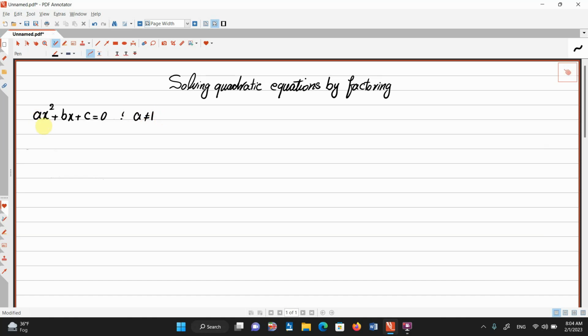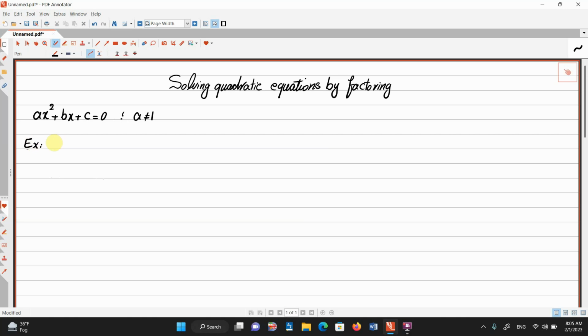To solve this type of quadratic equation using the sum and product method, we have to make some changes to this equation. To explain what those changes are, I'm going to go through some examples, use those changes, and solve the equation by the sum and product method. Look at this example.